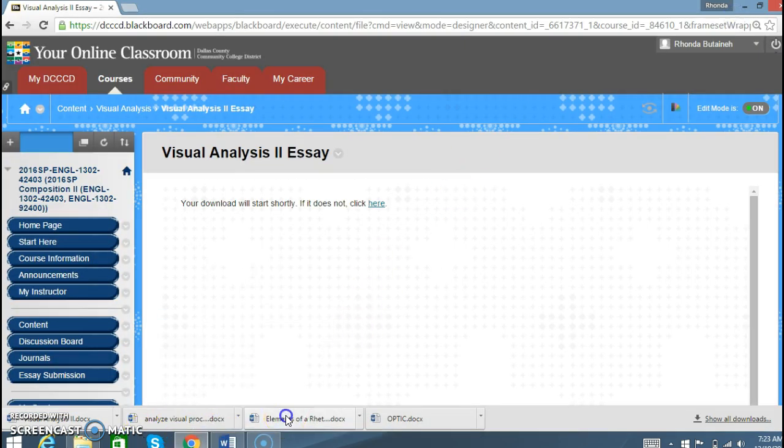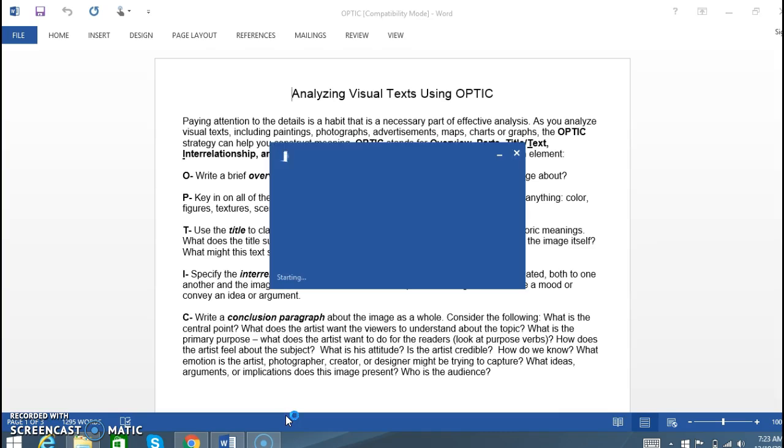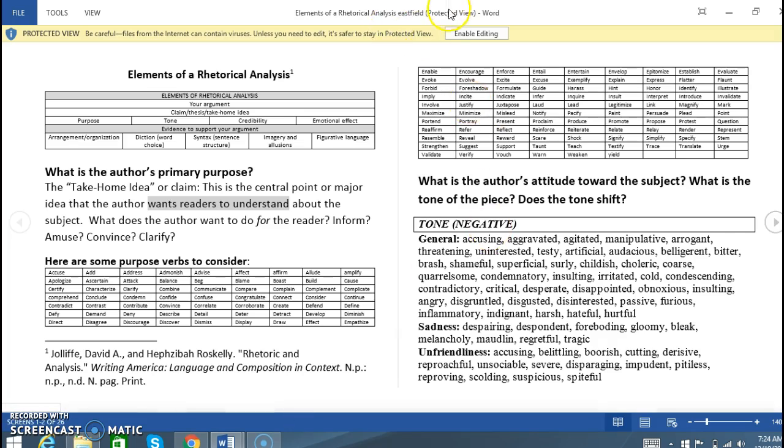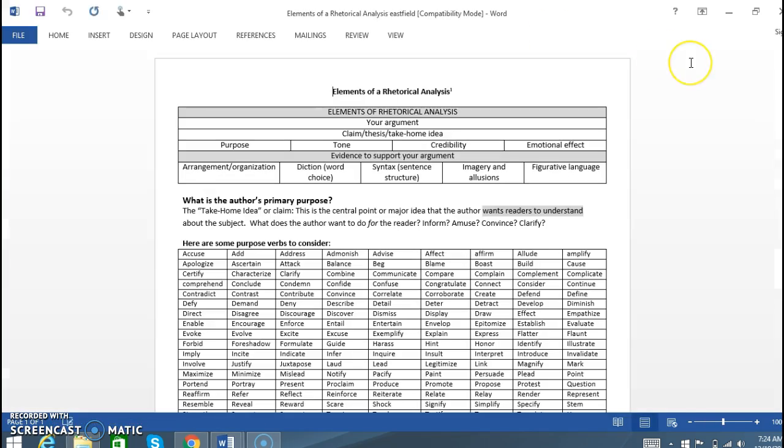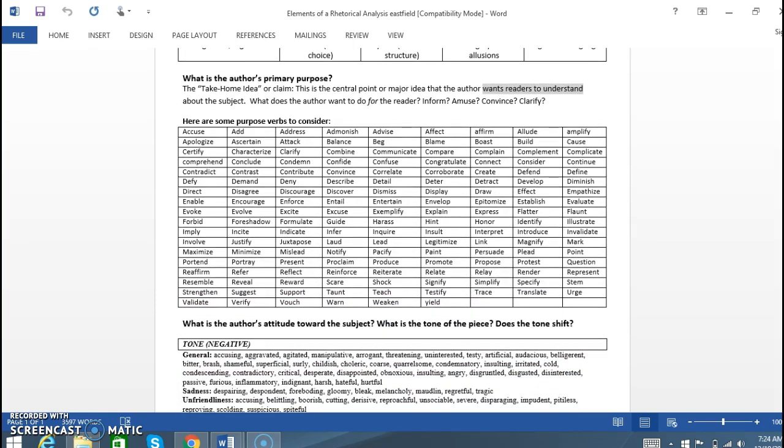Okay, the elements of rhetorical analysis is a very important document, and you'll use that quite a bit. I would hang on to that. I would print it up and hang on to it. It's such a useful document. You have the main questions for rhetorical analysis embedded in this document.